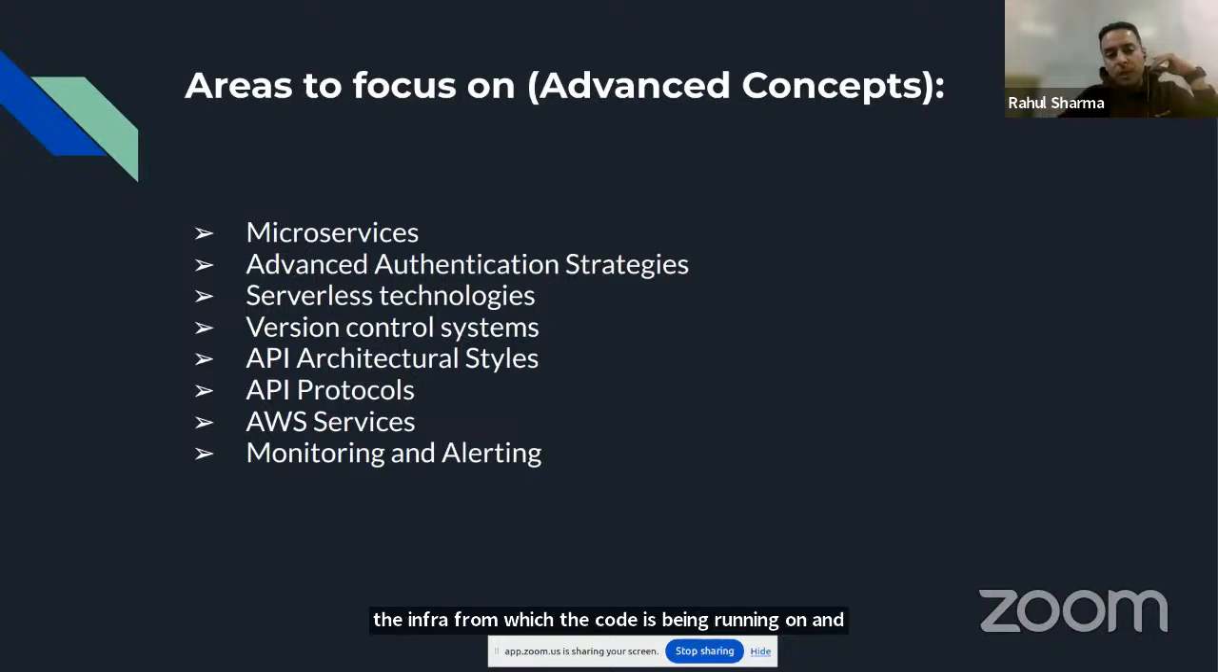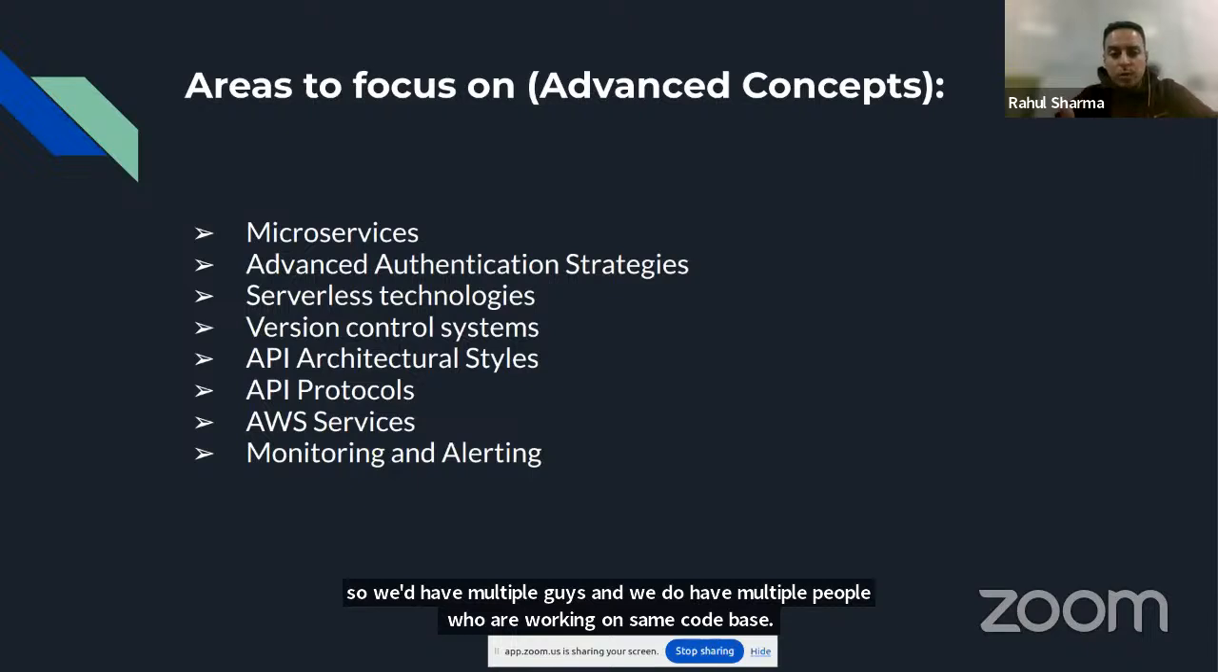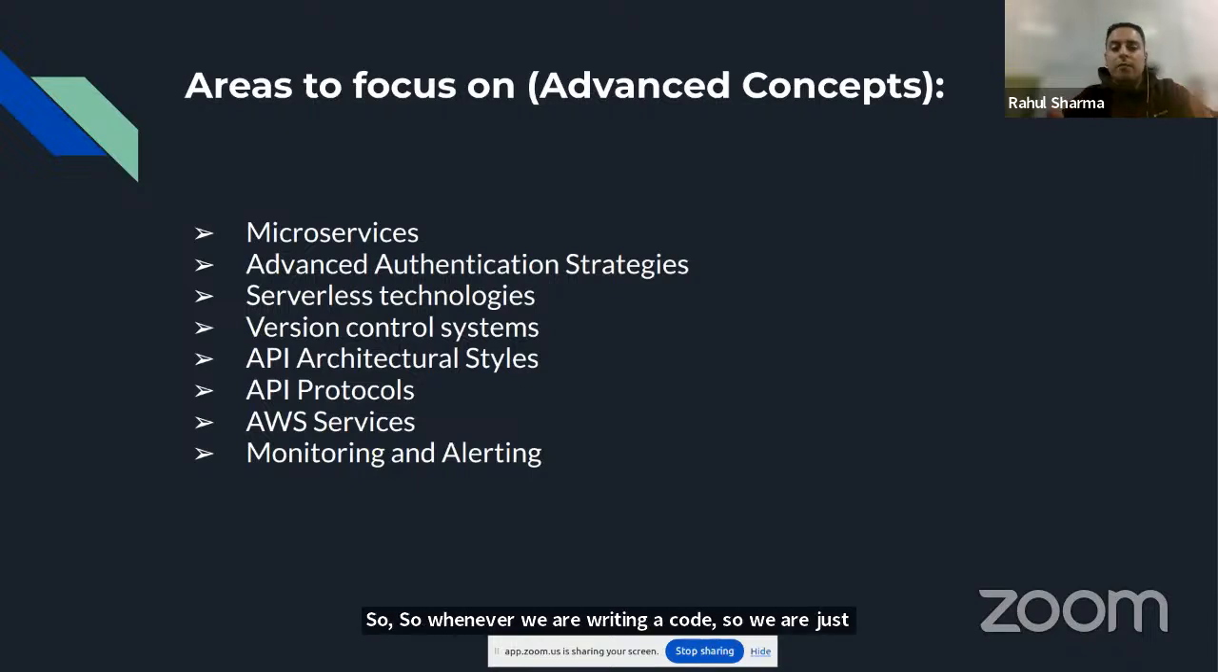Later on we do have a version control system. Whenever a big team is working on a project, we have multiple people working on the same code base. Whenever we are writing code, we are required to save it, like when we are writing something in Notepad and we shut down the system, and if we have not saved our code, it will get lost, right?